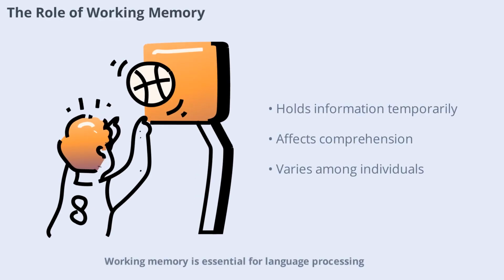Working memory is essential for language processing. It allows us to hold and manipulate information as we listen, speak, read, or write. For example, when understanding a long sentence, we need to keep earlier words in mind until we reach the end. Differences in working memory capacity can affect language comprehension and production, especially in complex or fast-paced conversations.